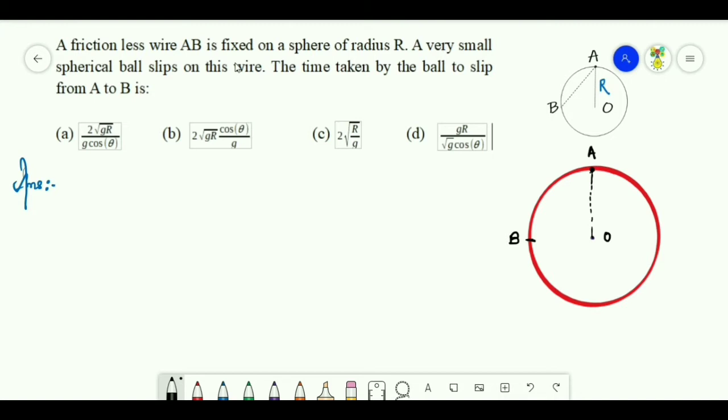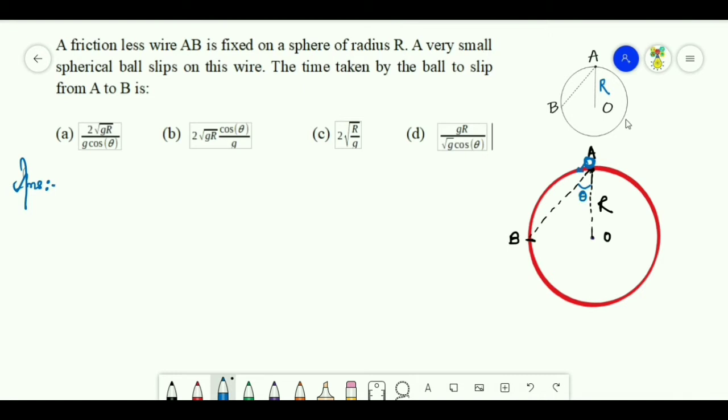We have a sphere of radius r. In that a wire is fixed between point A and B. Now let us consider a small spherical ball which is at point A and initially at rest and slips on this wire AB. We have to find the time taken by the ball to reach the point B from A. Now let the angle between AB and AO be theta.